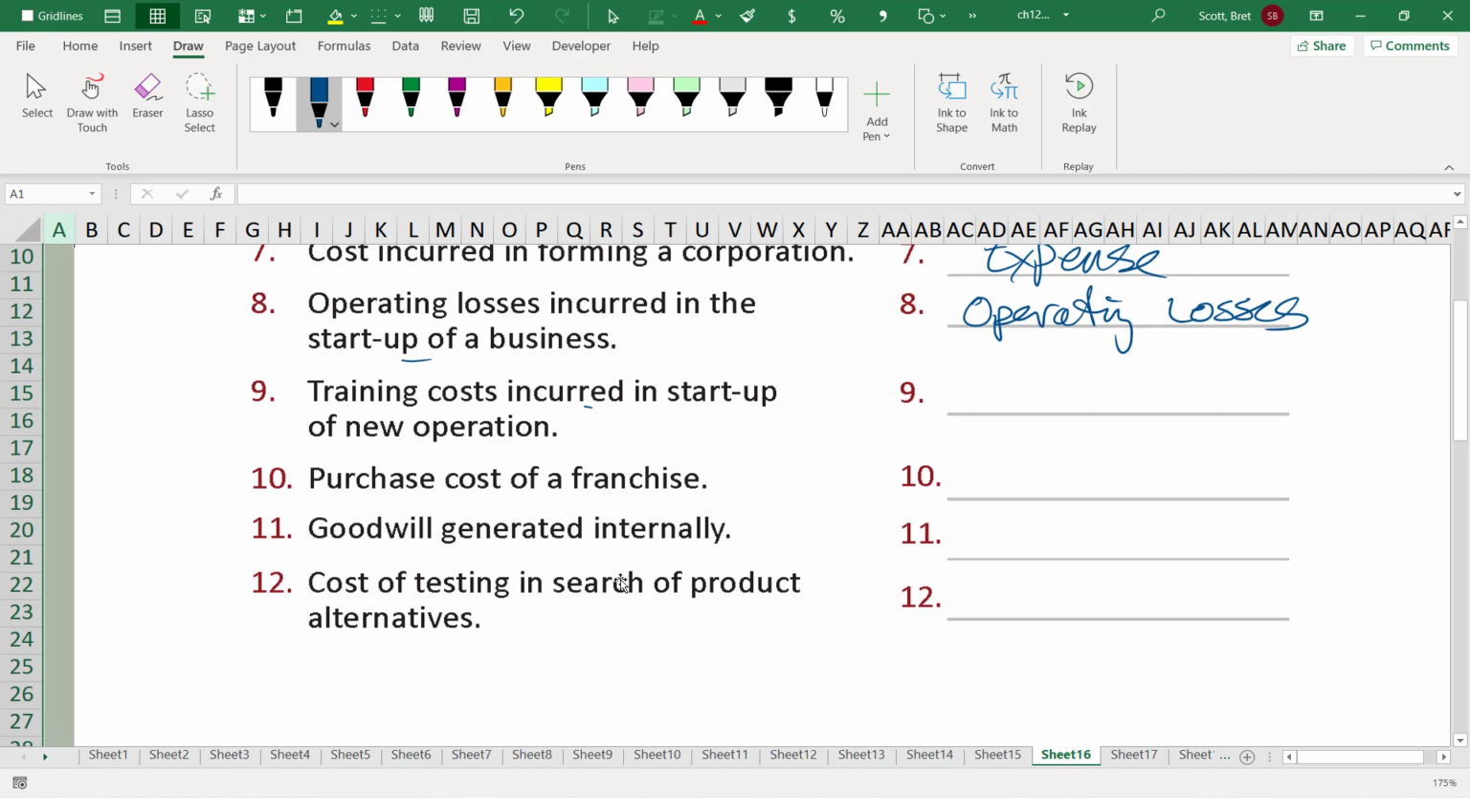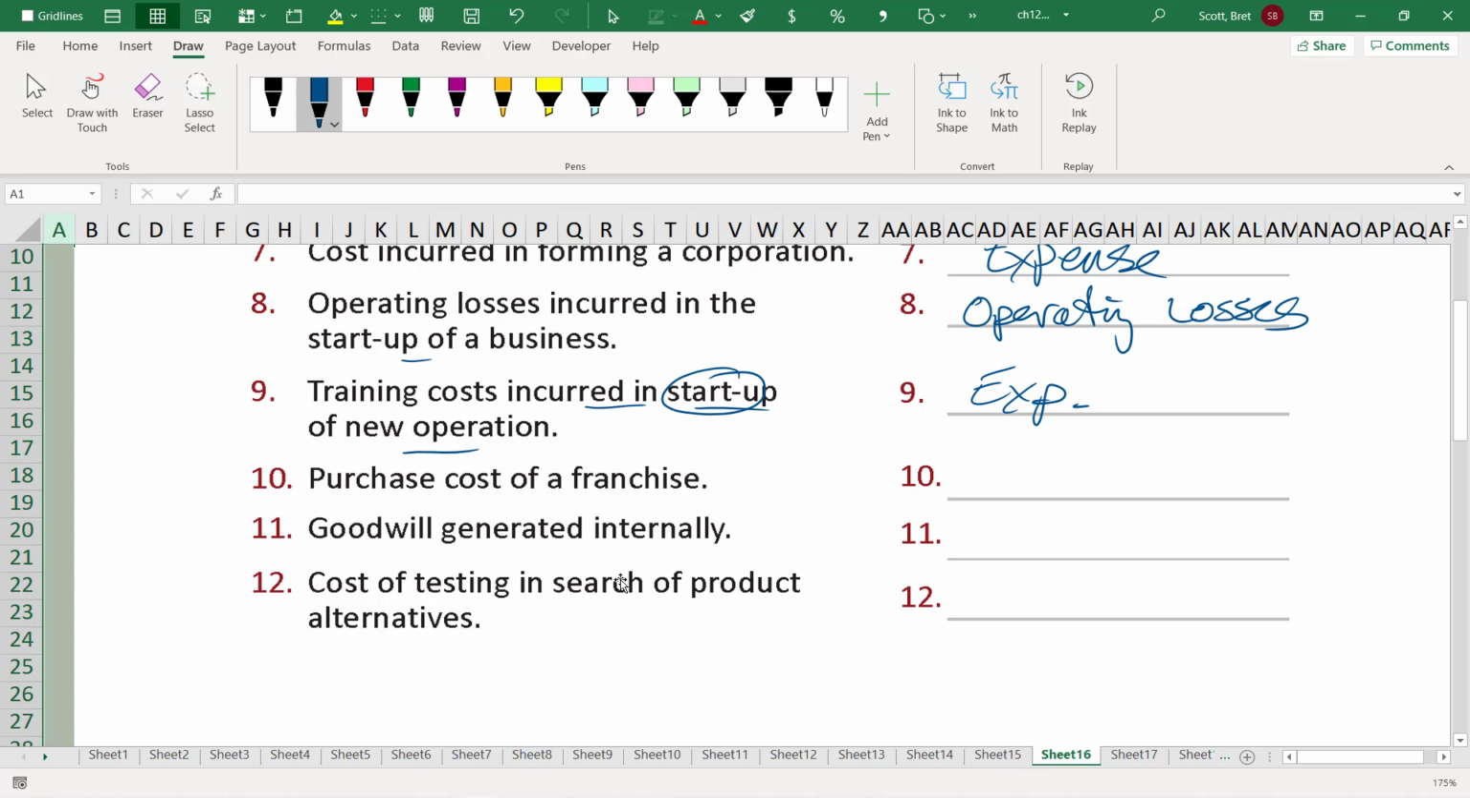Training costs incurred in the startup of a new corporation. Training costs are essential. Anytime there are people coming on board to a new corporation, they always have to go through training. So it doesn't even really matter if it's a startup. There's training costs for people all the time. People are leaving, people are coming in, we've got to train them. So generally those are just expenses. Let's call those part of the salaries and wage expense or some type of miscellaneous expense.